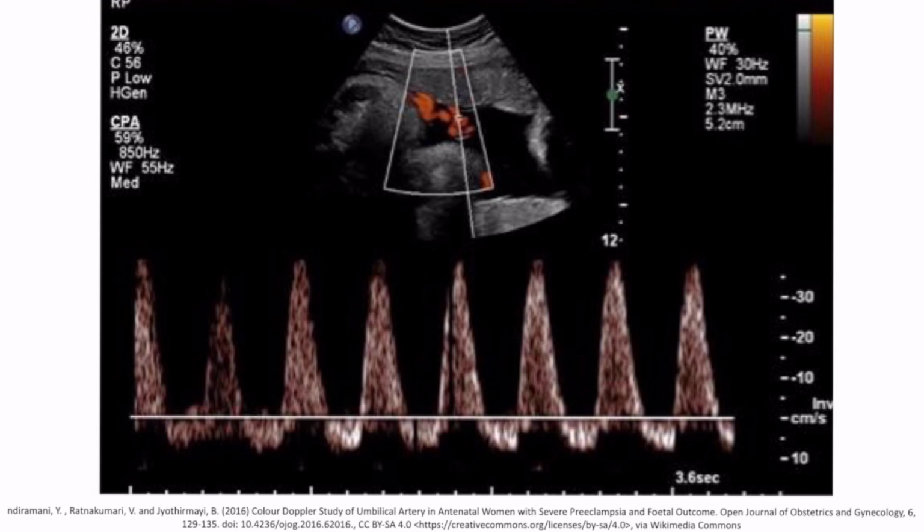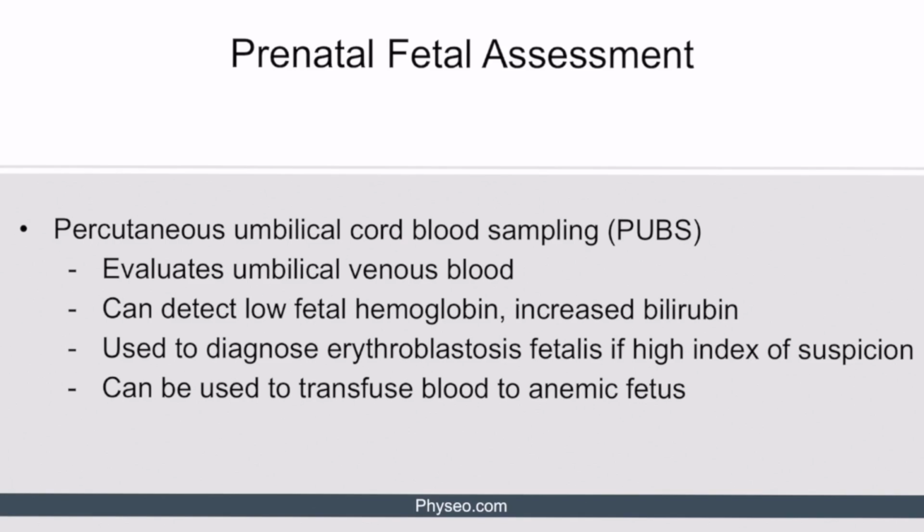Here we see an umbilical artery Doppler ultrasonography, and you can notice that at the bottom, we have the umbilical artery blood flow. Those upward spikes indicate the systolic blood flow, while those downward spikes indicate reversed end diastolic blood flow, and that's not good. When you see reversed end diastolic blood flow, it can indicate that you need to deliver the fetus quickly.